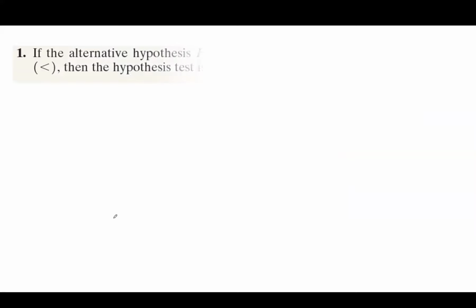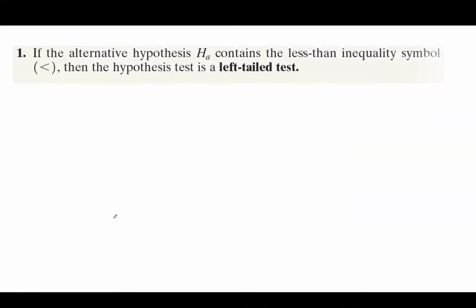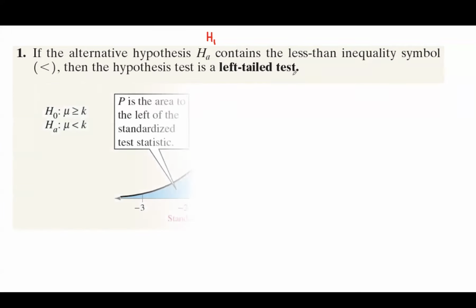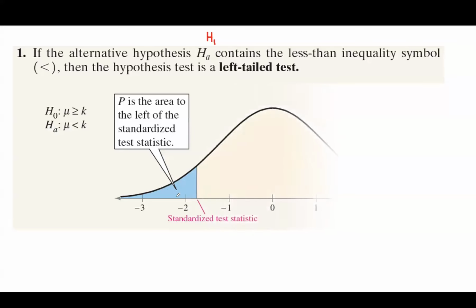So let us take a look at the tail of the hypothesis testing. Eventually we're going to define p-value using the left tail, right tail, or two-tail hypothesis. If the alternative hypothesis, HA, or again, if you open different statistics books, H sub 1, contains the less than inequality symbol, then the hypothesis test is called a left tail test. Why is it important for us? Because we can identify and locate the p-value.